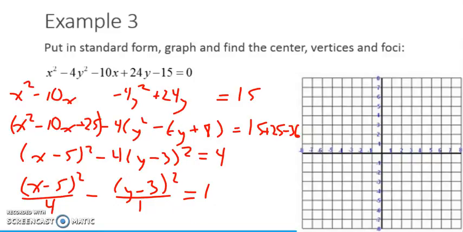So if I had to graph this one, we know that the center goes right 5 and up 3. And then the a value, it goes to the right 2 and to the left 2. That's coming from the number underneath x. So if a squared equals 4, then a says go left 2 and right 2. And then for the y value, that's telling me to go up 1 and down 1. So that gives me the rough shape of a rectangle. And then I can draw in the asymptotes going through the diagonals of this.